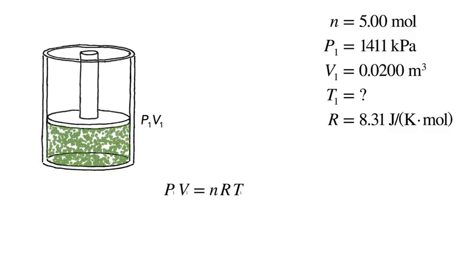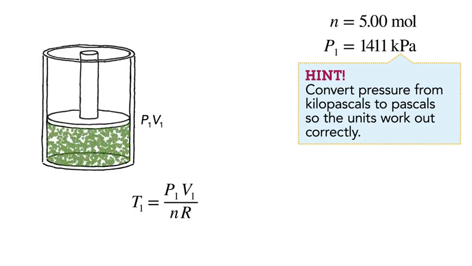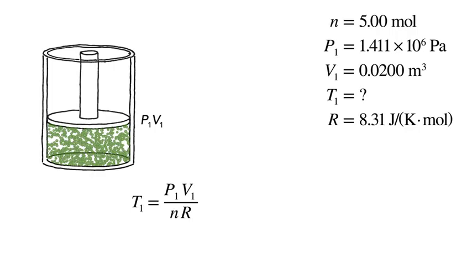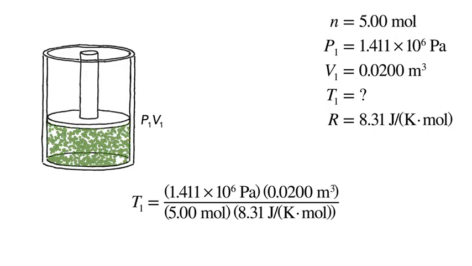You can solve for the initial temperature, T sub 1, by dividing both sides of the equation by N times R. Hint: convert pressure from kilopascals to pascals so the units work out correctly. 1,411 kilopascals is equivalent to 1.411 times 10 to the 6th pascals. Substituting this pressure along with the other known values, you can calculate an initial temperature of 679 kelvins.